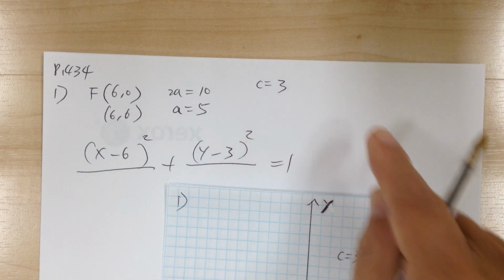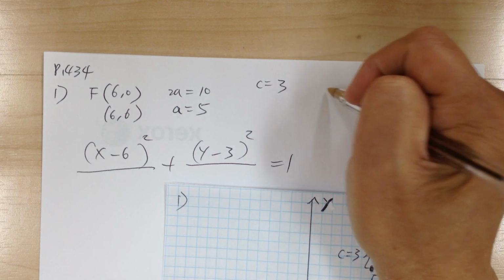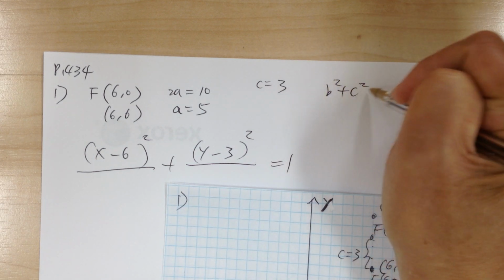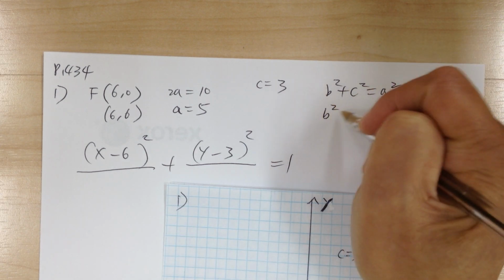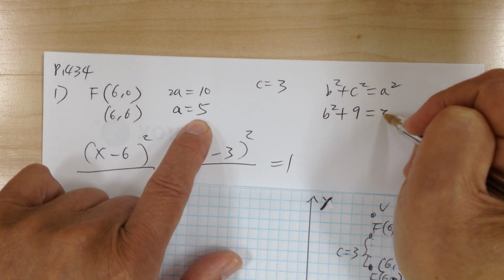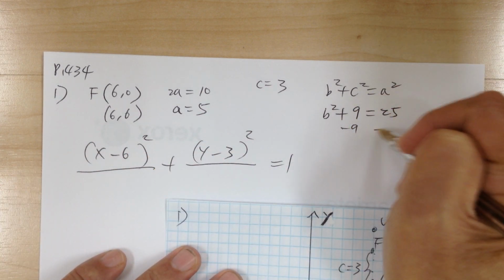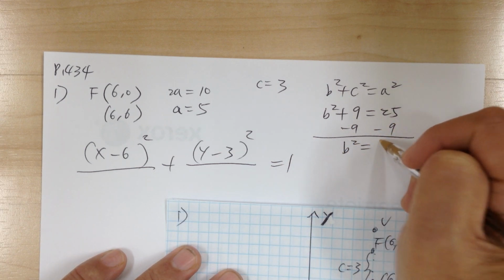Now for an ellipse, a is your biggest number, so you have to use the Pythagorean theorem: b squared plus c squared equals a squared. Substitute: c squared would be 9, a squared would be 25. So minus 9 on both sides, b squared equals 16.